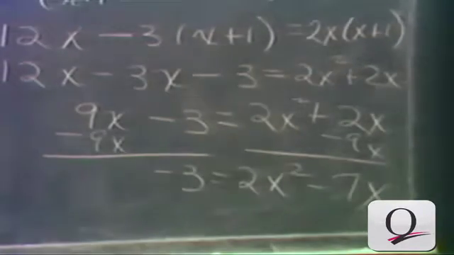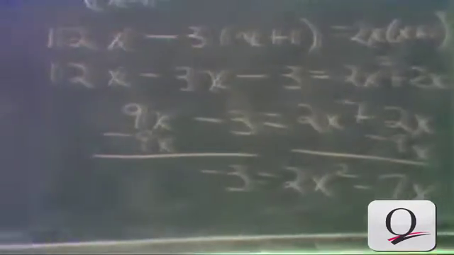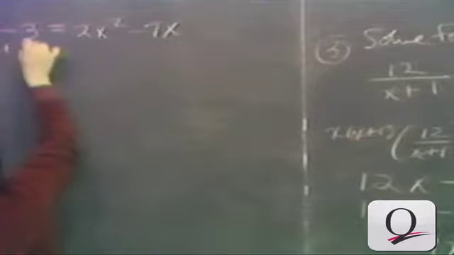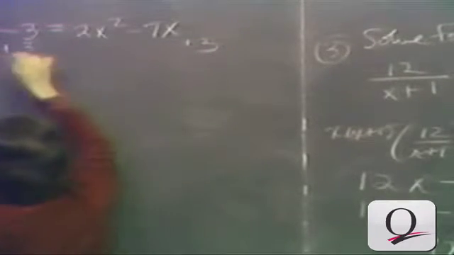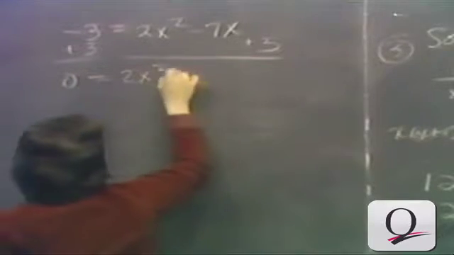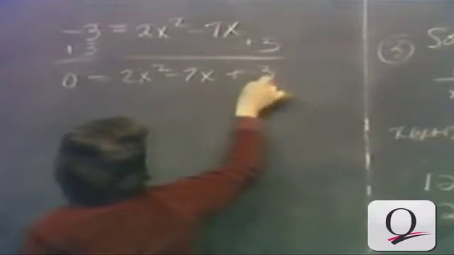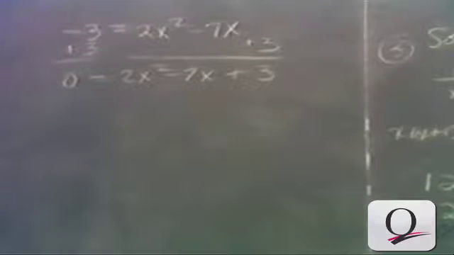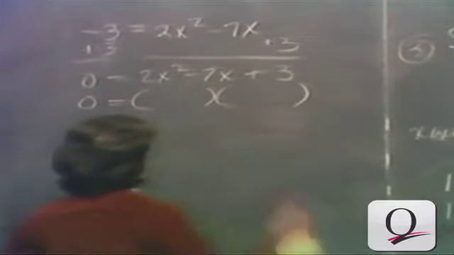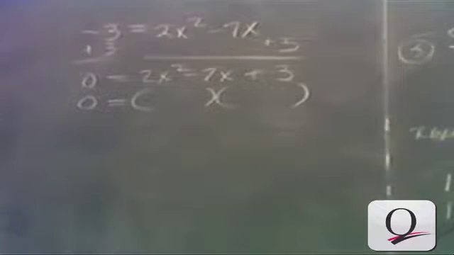Let's see what we had. We had minus 3 equals 2x squared minus 7x, adding 3 to both sides. 0 equals 2x squared minus 7x plus 3. We're now in an ideal form. We would like to factor the right-hand side, in this case, and we'd have the product of two numbers equal to 0.